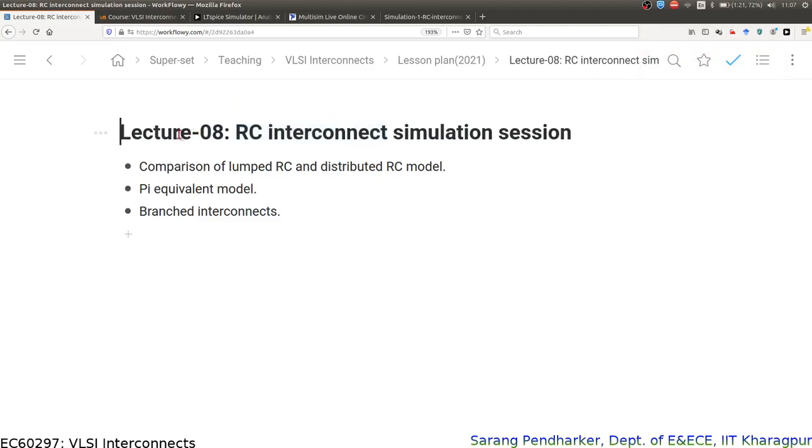Good morning everyone. Welcome to the 8th lecture of VLSI Interconnects course. Today we will be looking into how to simulate RC interconnects on SPICE.